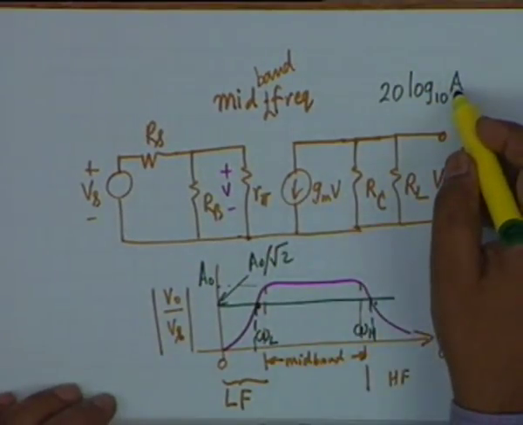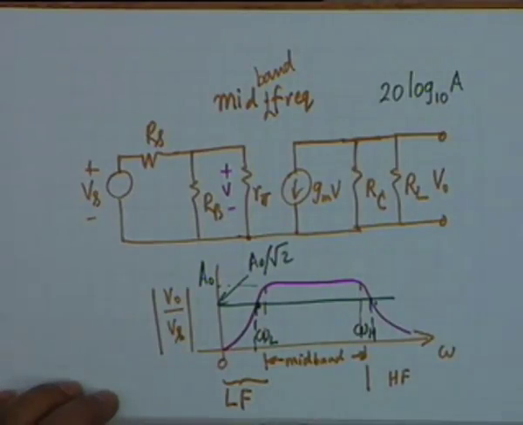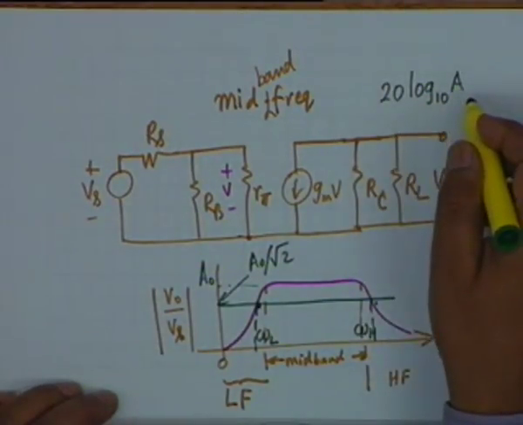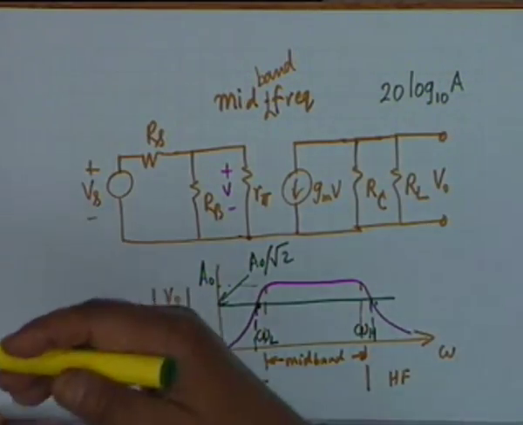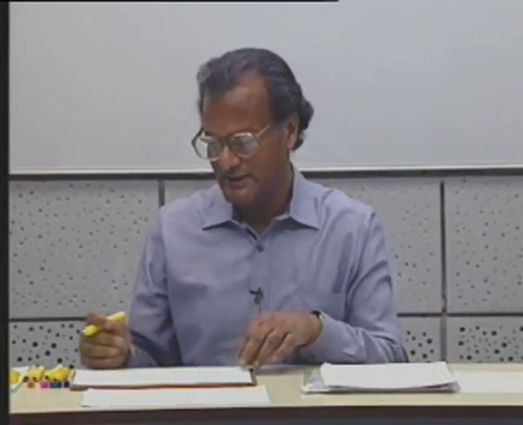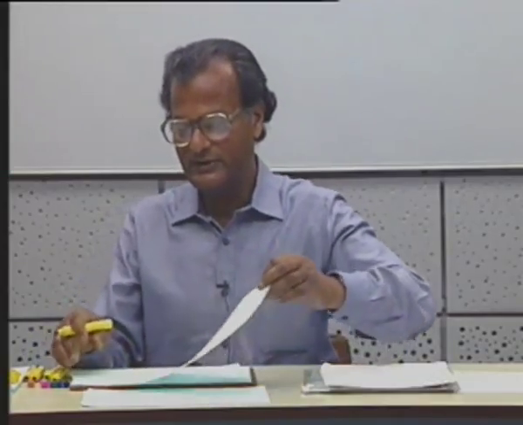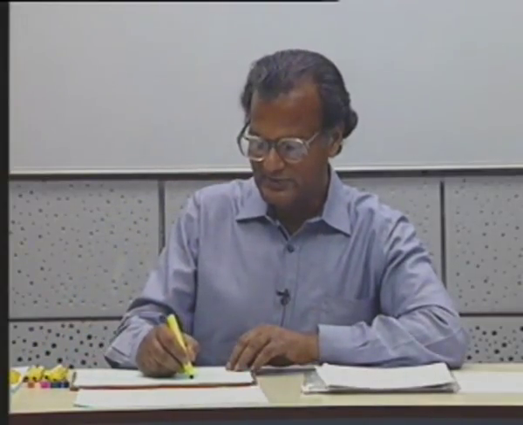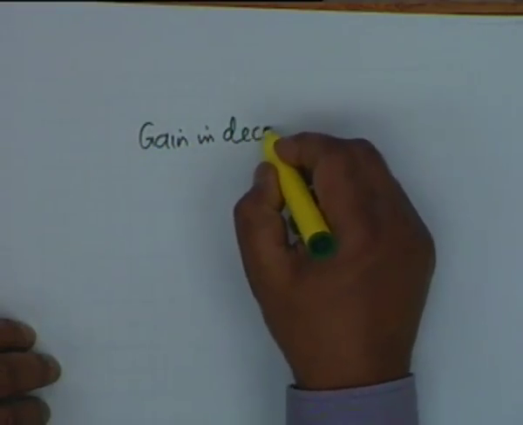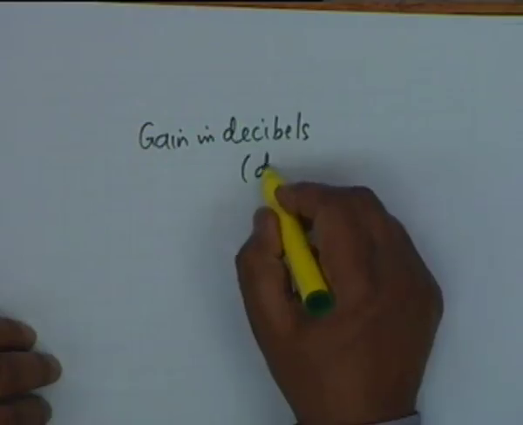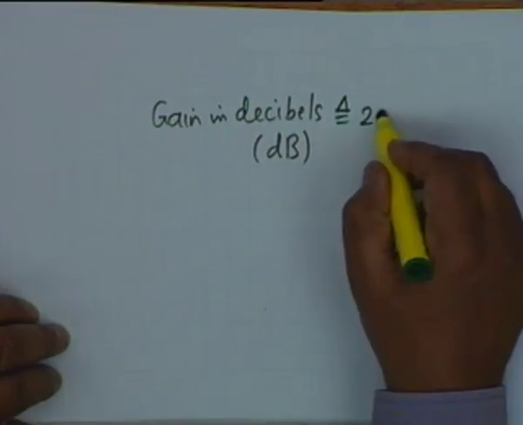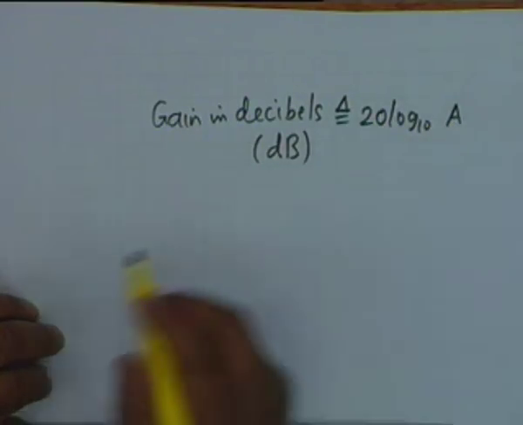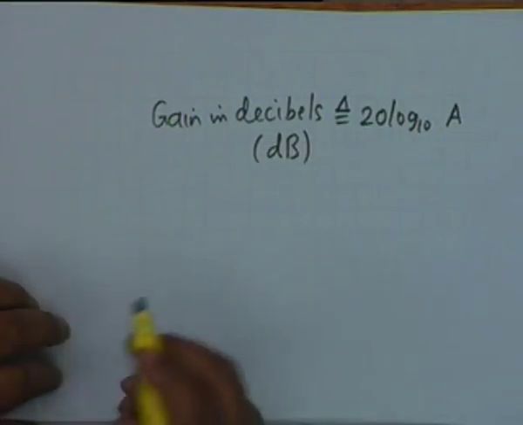For example, if capital A varies from 1 to, let us say, 10 to the 5, then at 1 the value is 0, 20 log 10 A, and at 10 to the 5 it is simply 100. So what you represent is 0 to 100 instead of 1 to 10 to the power 5. So you compress the range, and therefore in electrical engineering practice, gain is expressed in decibels, and it is written as dB. The definition is that this is 20 log 10 of gain as a number, all right, 20 log 10 A.